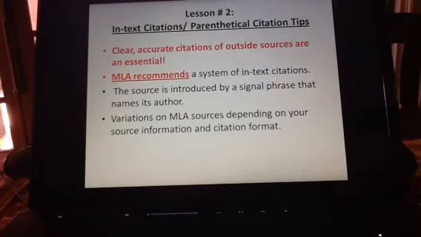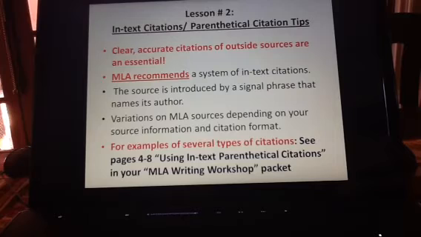Variations on MLA sources depend on the type of source you have. That's why there's no one singular rule or even a small set of rules. It's going to be really dependent on your particular source and what information is available, which I'll talk about in a second.